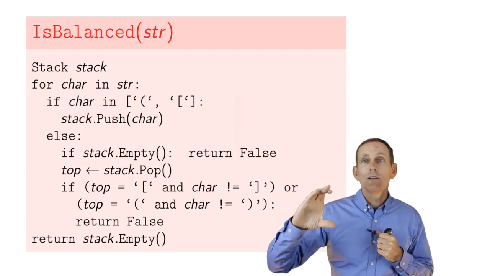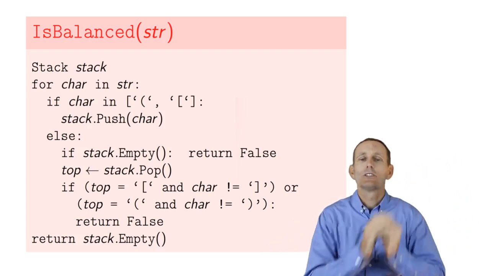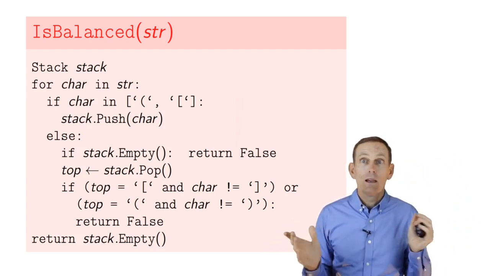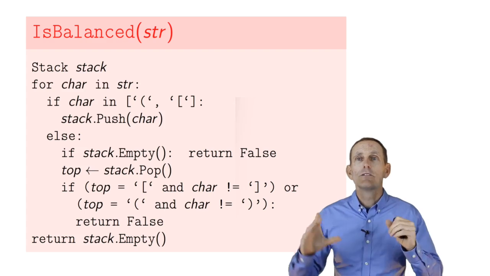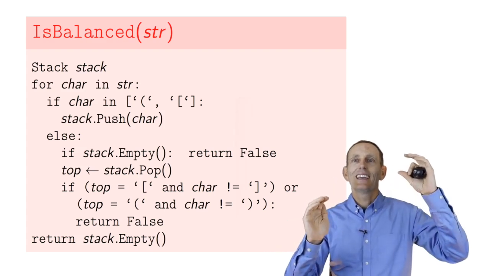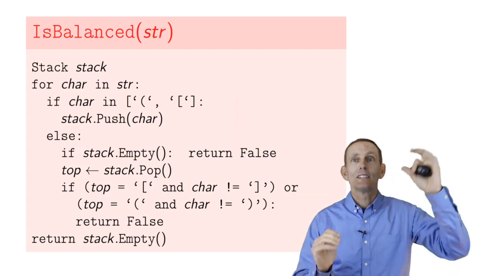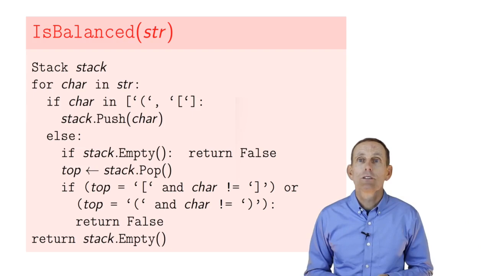Or similarly, if we have a square bracket on the stack and a square bracket we read, those match as well. If they don't match, then we've got a problem, right? If we've got a left paren on the stack and a right bracket that we just read, those don't match, for example. So then we'll return false.